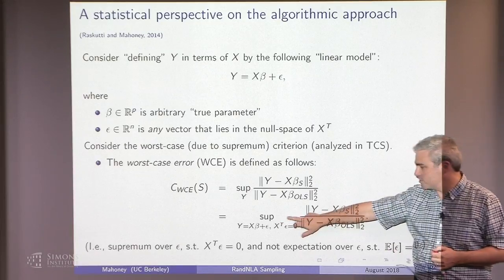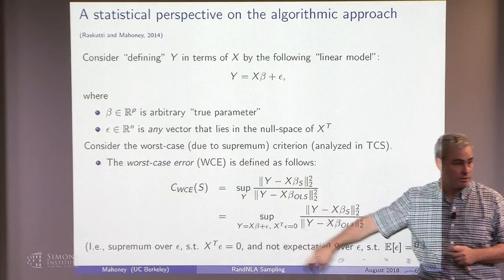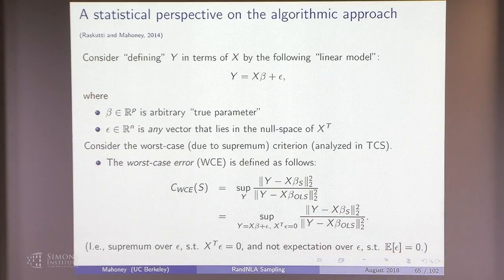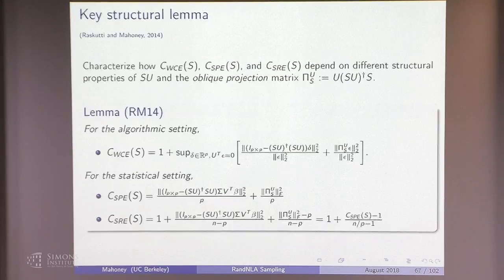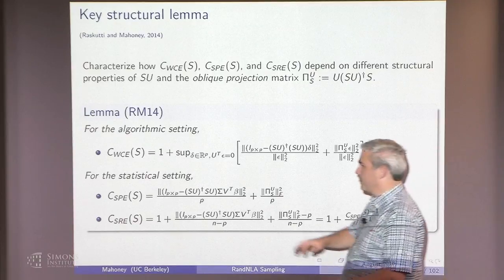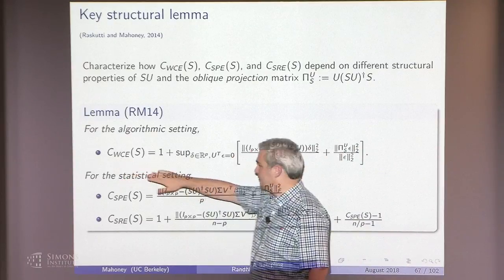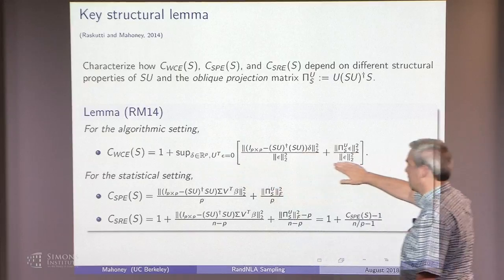These letters are almost the same as we had on the previous slide, except there's a supremum here instead of an expectation. So again, which of these do you want? It really depends on the use case. In the interest of time, if you're interested in the worst case estimator, you'll get an estimate of 1 plus a supremum of something like this.